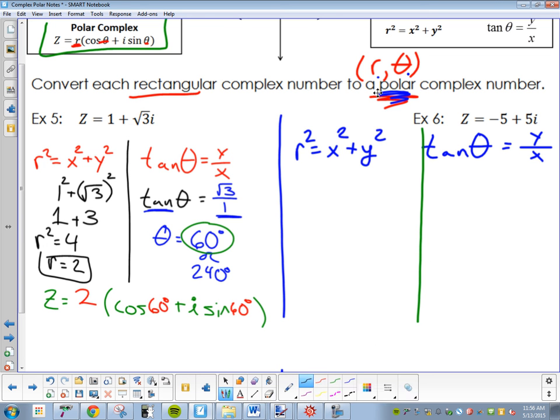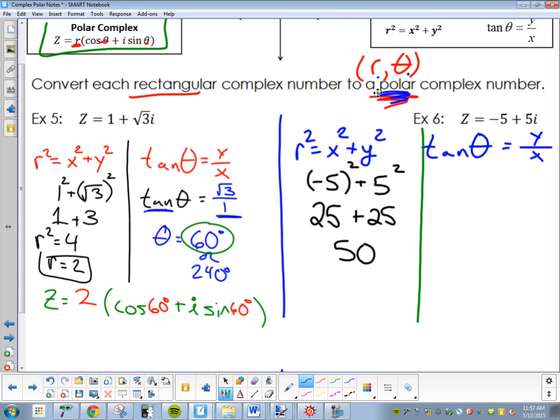If I want x squared plus y squared, Karan, what's my x going to be for this problem? -5. So I'm taking -5 squared plus y squared. What's your y going to be, Karan? The 5. Good. So I'm taking -5 squared. When I take a negative number and I square it, what do I get? Positive. I had a lot of issues with that yesterday. 25 plus 5 squared is 25. That's 50.